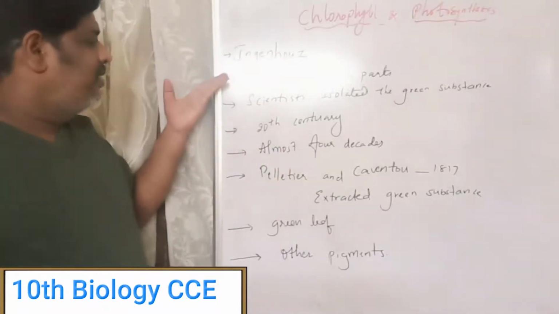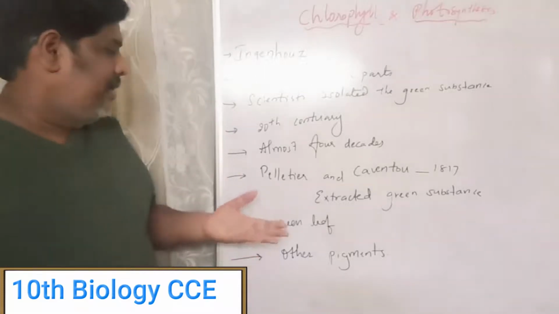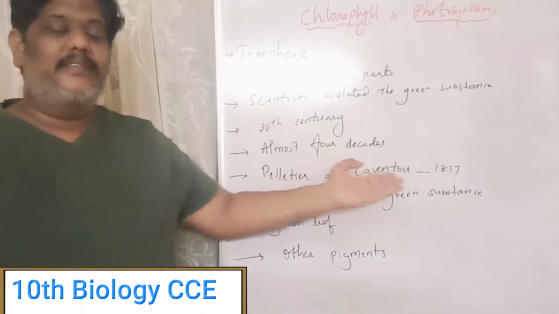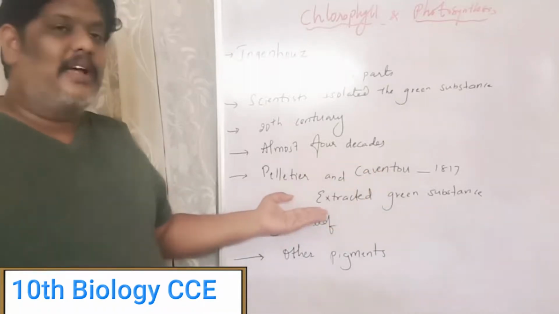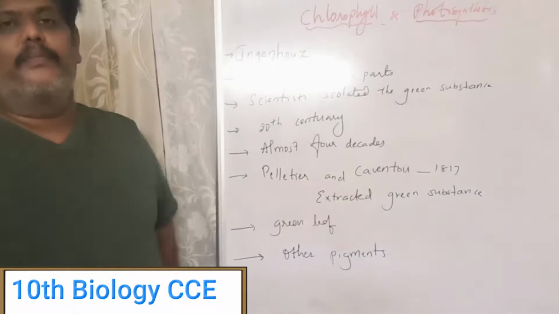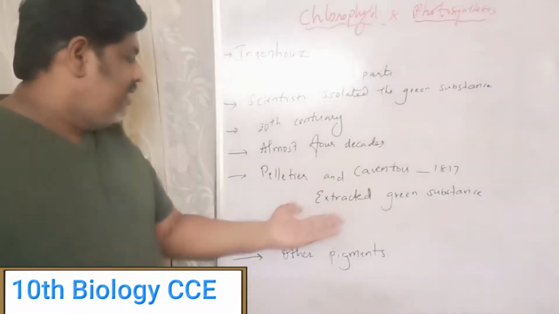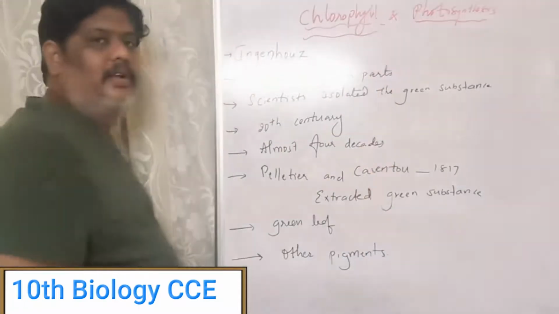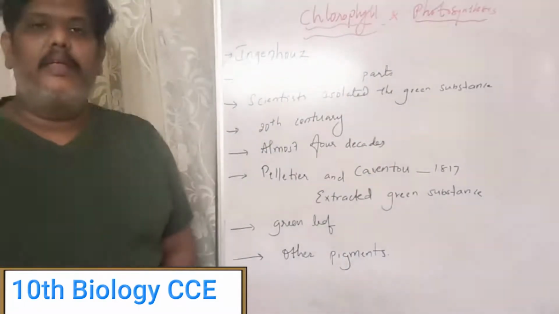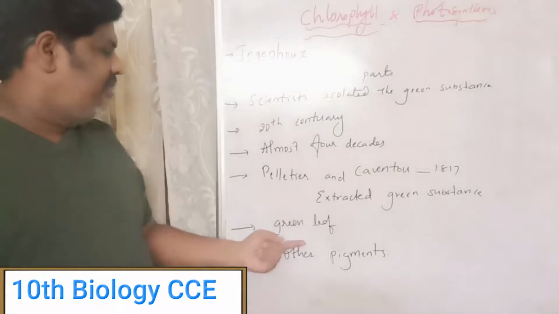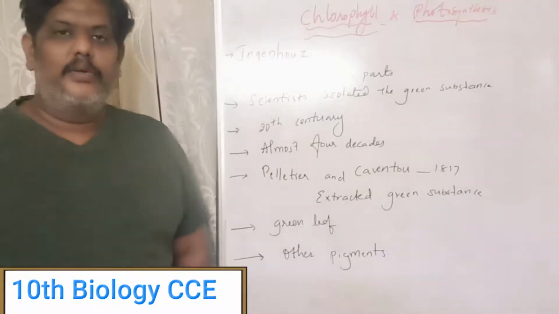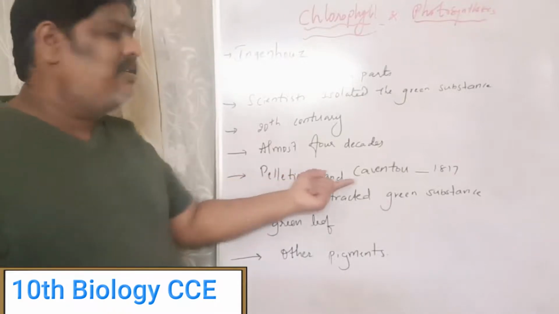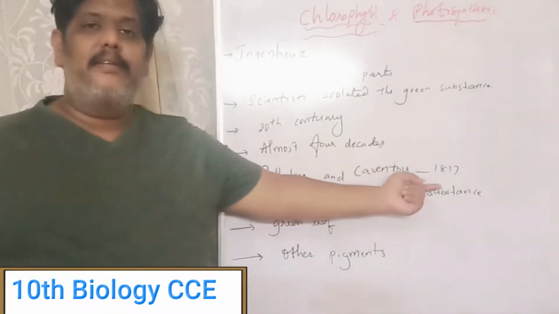And after 4 decades, Pelletier and Caventou, that is in the year 1817, were able to extract the green color substance from the leaf, and they named it chlorophyll. What does the word chlorophyll mean? Chlorophyll means green leaf. So that is extracted by whom? Pelletier and Caventou in the year 1817.